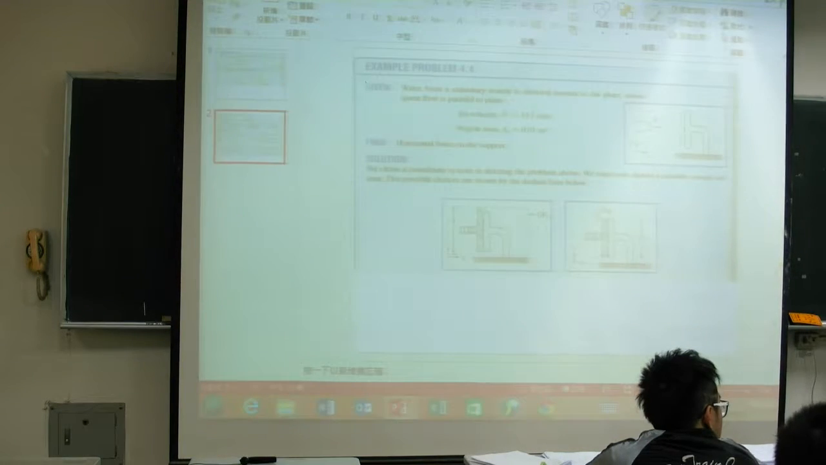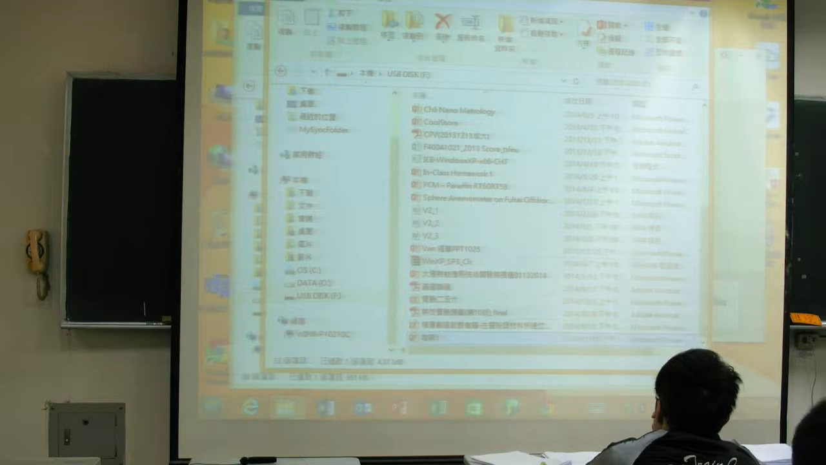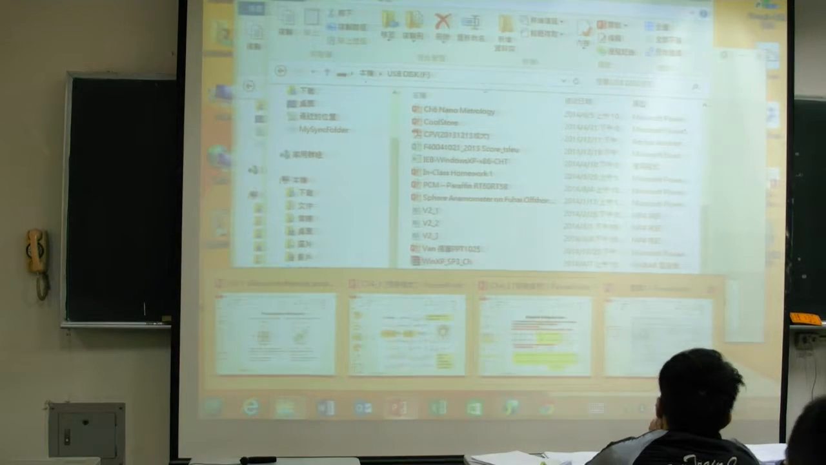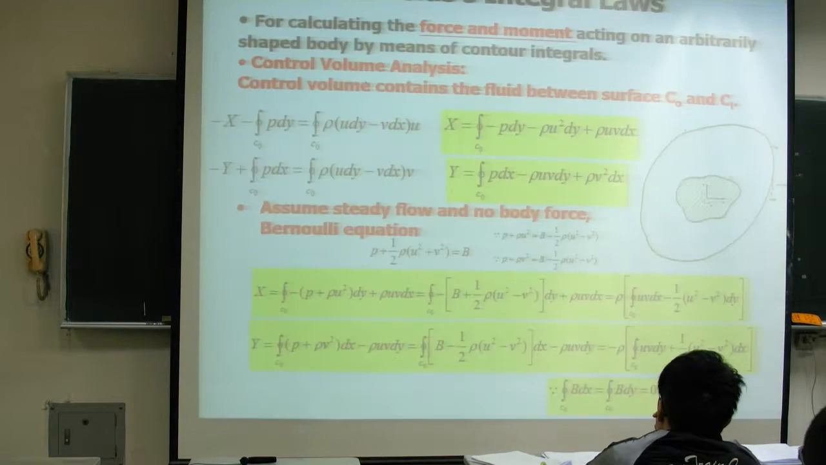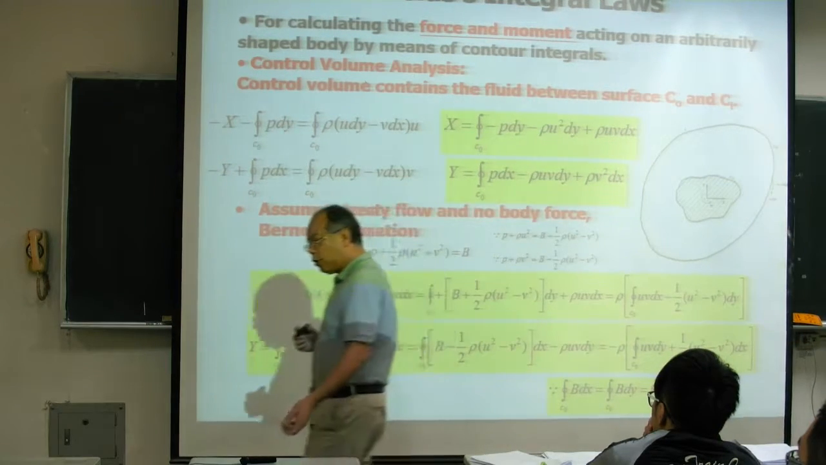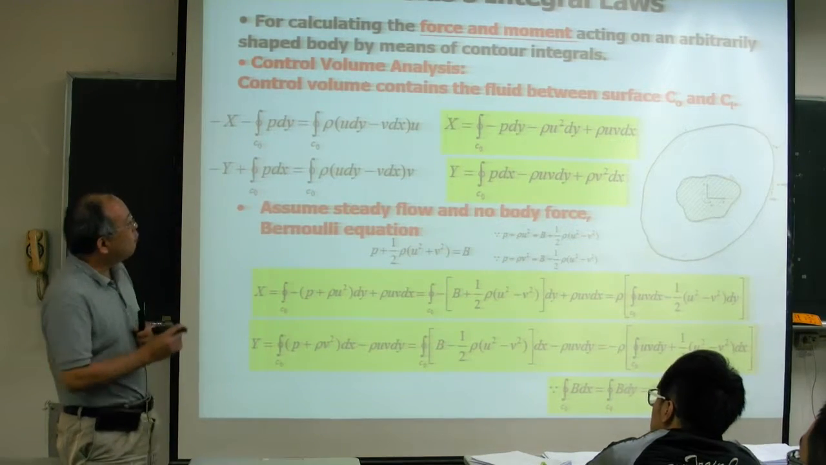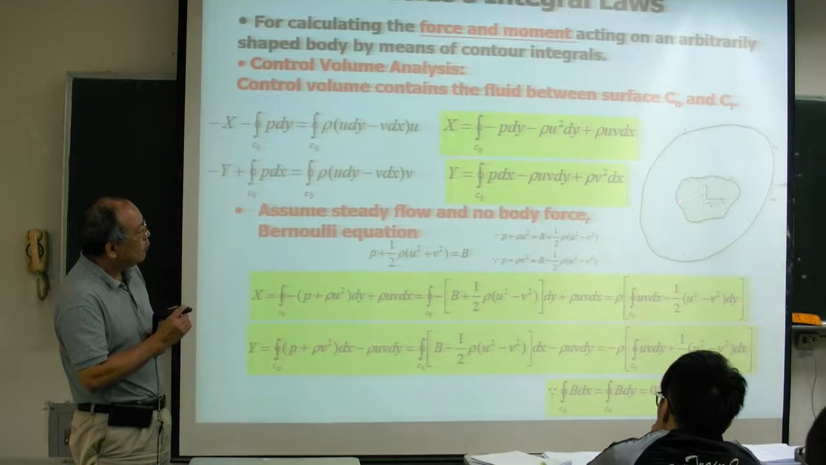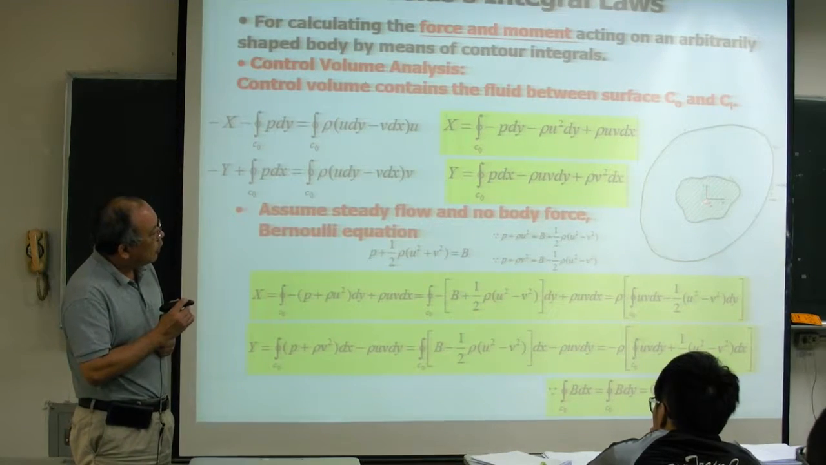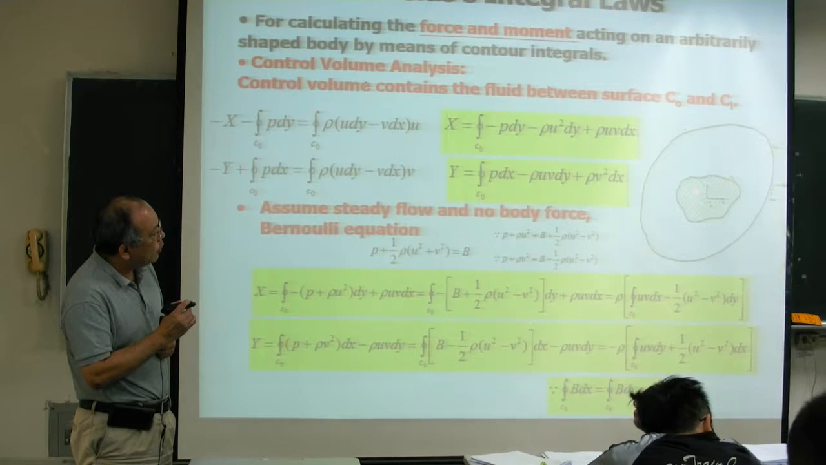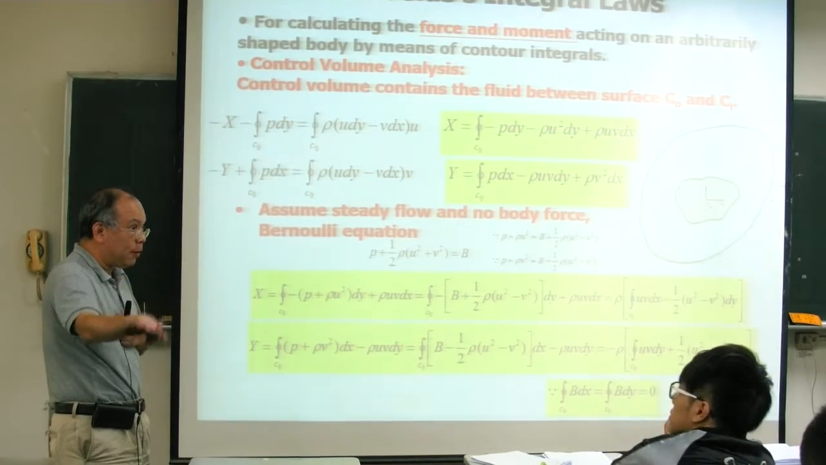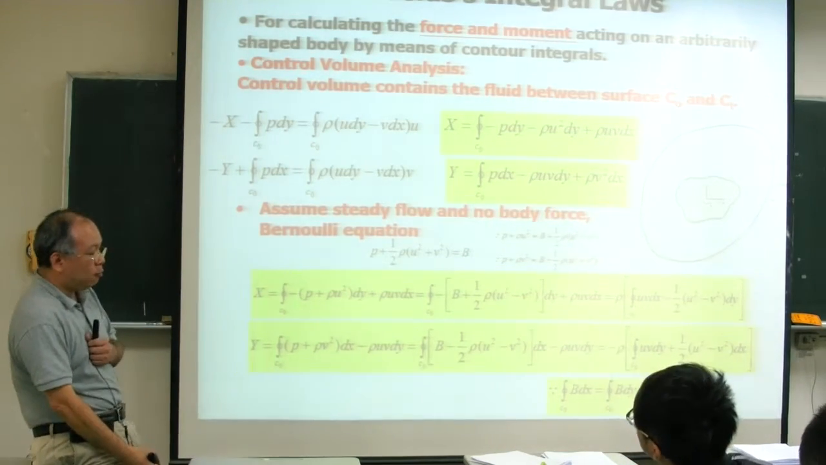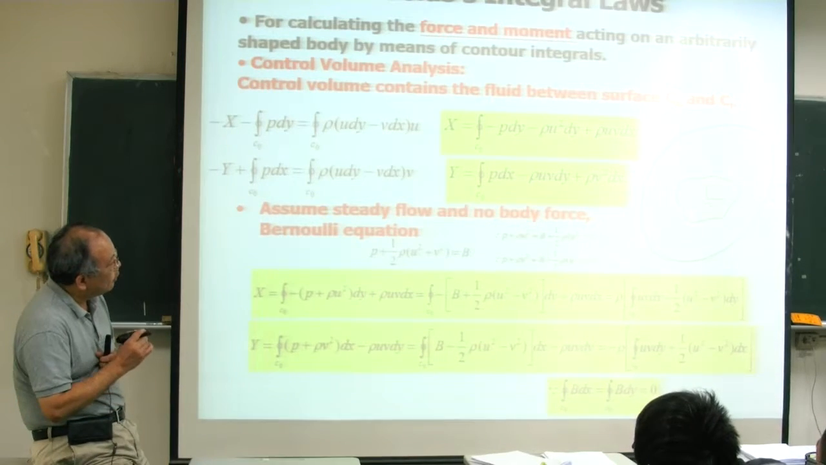Okay, if you remember this, we will return to our Blasius integral load here. In order to find the force acting on this object, we can find, vice versa, the object acting on the flow, right? Only the direction is different. One is just a negative sign.